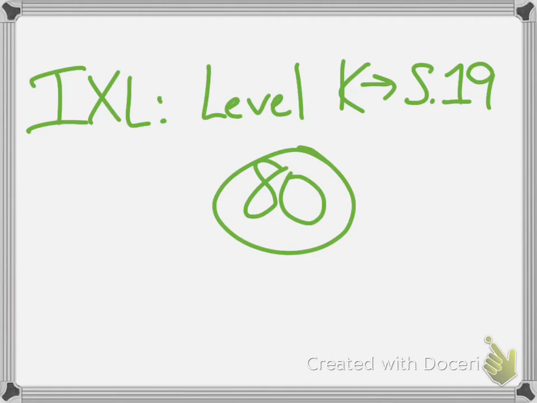Your assignment that goes with this on IXL is level K. We're going to remain in that still for the rest of the unit. Topic S19, it's the only one you have to do for this. Target score, as always, is to get it to an 80 for full credit. Make sure that you finish this by the deadline that I've set on the calendar posted on Schoology.